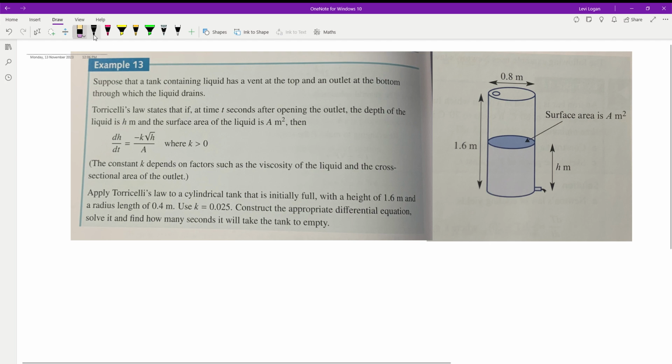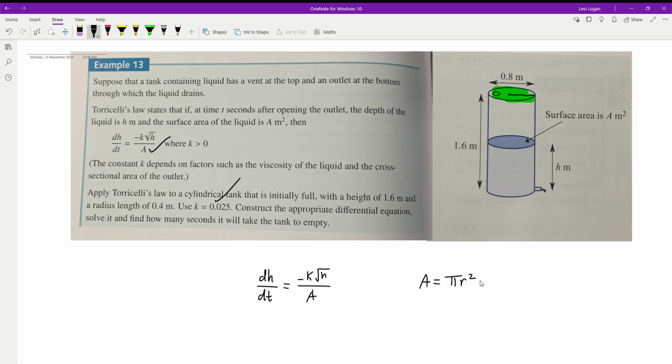Okay, so this problem isn't that hard because we've been given this and we've been given the radius, which we can then use to find A, and then it's just separation of variables. So we write our equation dh/dt equals negative k square root of h on A. Now A is the surface area of our liquid, which is the area of this circle here. We've already been given the radius, so the area of a circle is pi r squared, and we've been told the radius is 0.4 meters.